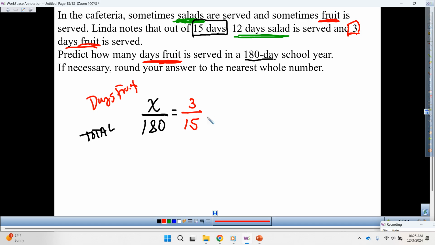And the rest is history. When we have a fraction equal to another fraction, cross multiply. 15x equals 180 times 3. That's 540, is it? Yes? And of course, divide by 15, divide by 15. X equals.